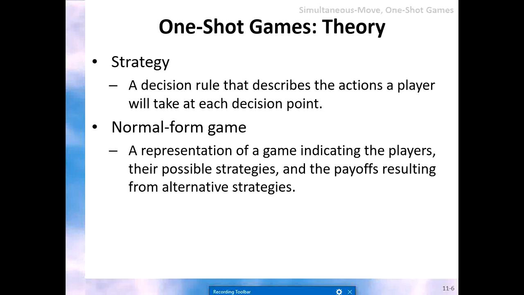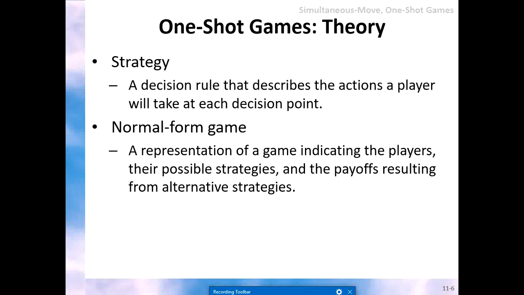So what is the one-shot game? A strategy is a decision rule that describes the action a player will take at each decision point. So I may have strategy A or B. I may increase my price or decrease my price. I may increase my advertisement, or I decrease it.